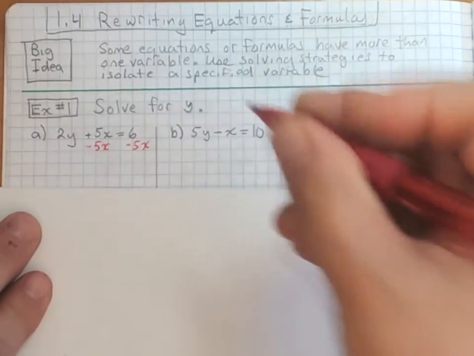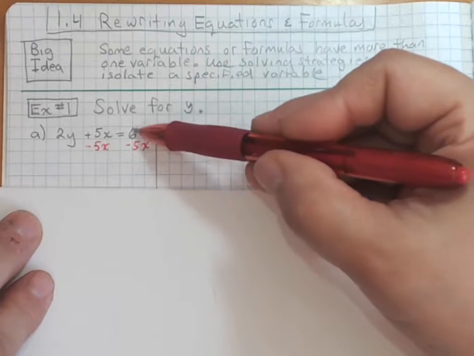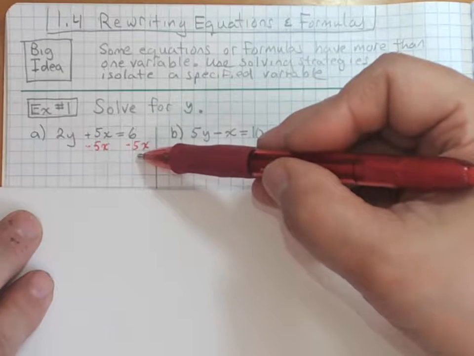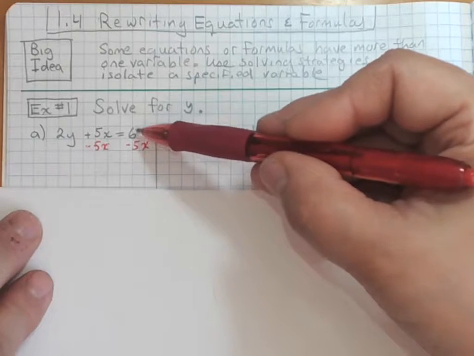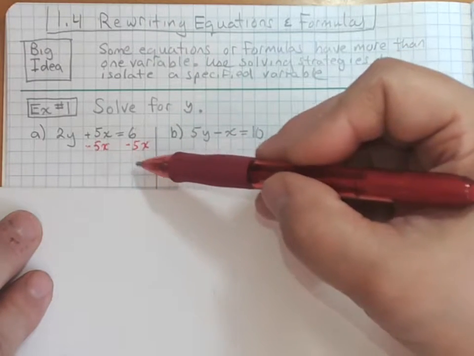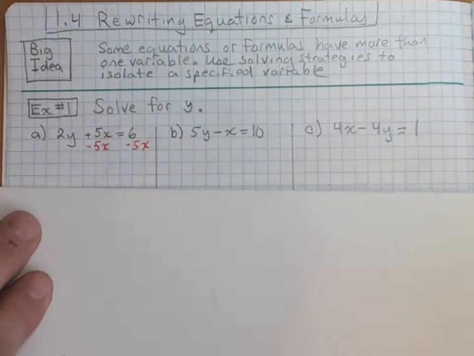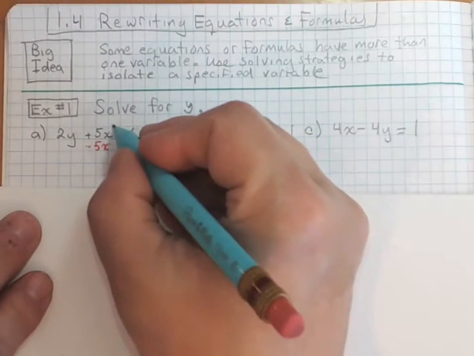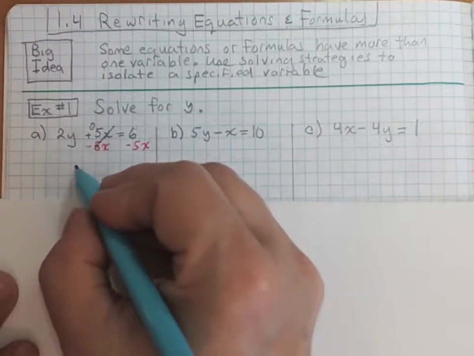Now I do want to note on the right side, I can't really combine this. This is not 6 minus 5. It's 6 minus 5x, and these are not like terms. 6 does not have a variable x, so it can't be combined. So when I rewrite it, I'm just going to rewrite them as two separate terms on the next line. So 5x minus 5x, that's 0, and so the left side simplifies to just 2y.